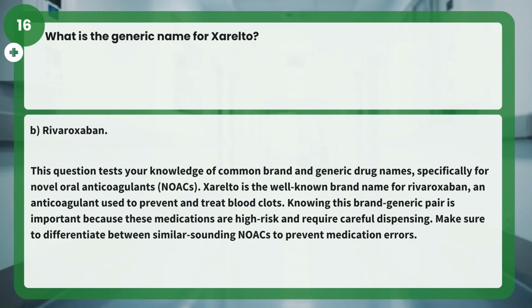Answer B. Rivaroxaban. This question tests your knowledge of common brand and generic drug names, specifically for novel oral anticoagulants. Xarelto is the well-known brand name for rivaroxaban, an anticoagulant used to prevent and treat blood clots. Knowing this brand-generic pair is important because these medications are high risk and require careful dispensing. Make sure to differentiate between similar-sounding NOACs to prevent medication errors.